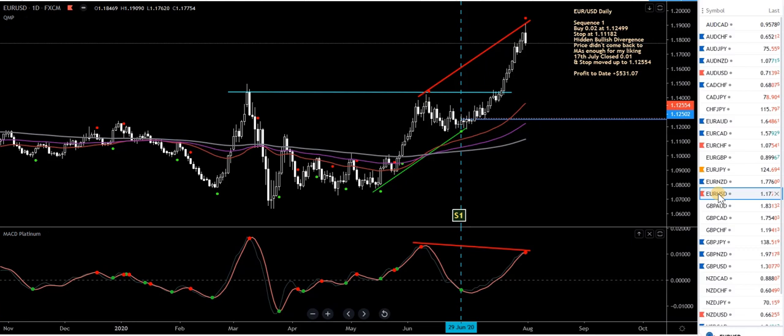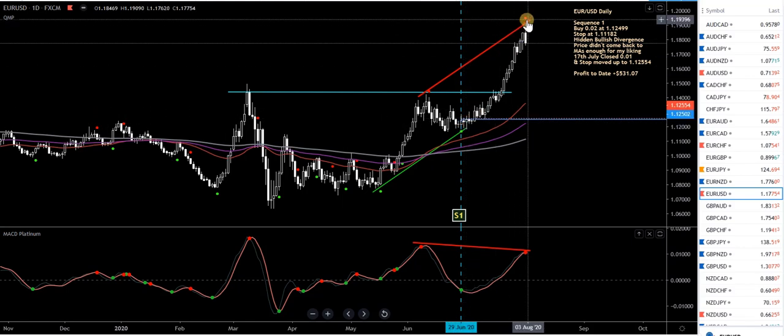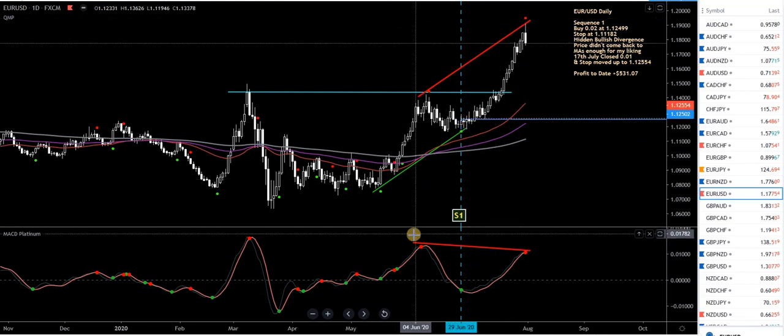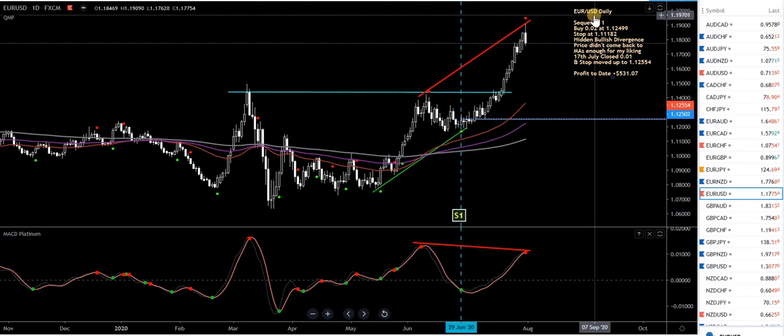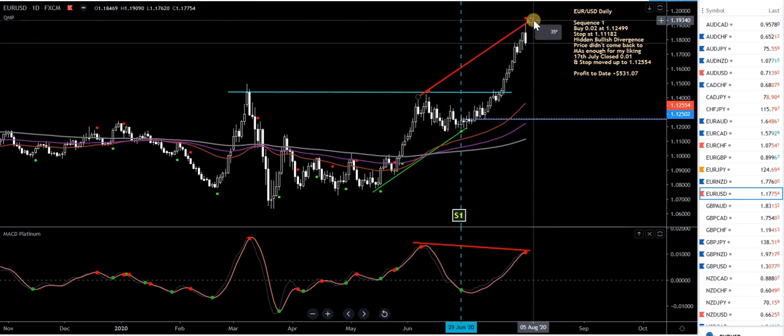Euro USD. See, here's another double top. I think I did make some money on that sell. Yeah, I'm pretty sure I did. Anyway, I've taken a buy in here, which has turned out pretty good. And on Monday, we're going to get a sell signal. There it is there. We have divergence, regular bearish divergence. Now, I'm going to take this.